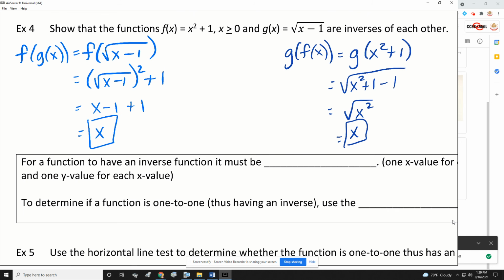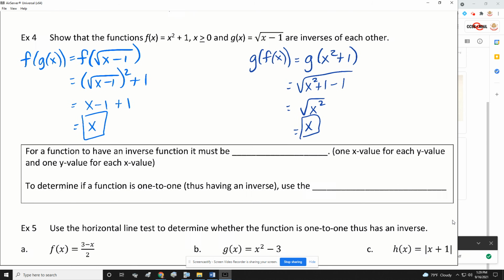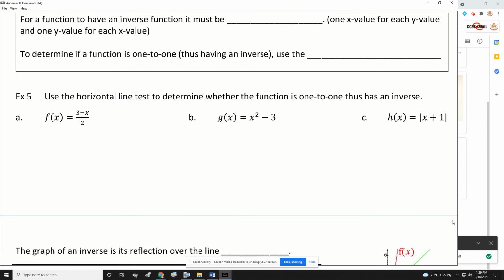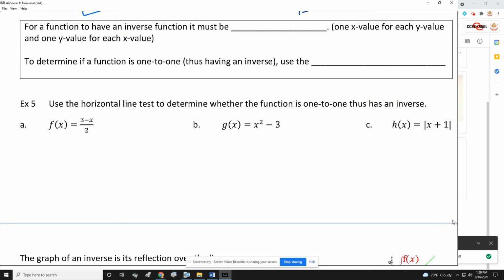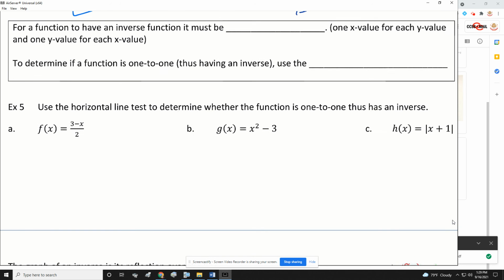Now today we're not finding any super difficult inverses, but we'll do that in the next lesson. But I do need you guys to understand that not every function has an inverse function. For a function to have an inverse function, it must be 1-to-1, which means every x has one y and every y has one x. So y's don't repeat and x's don't repeat. Y's don't repeat for it to be a 1-to-1 function.